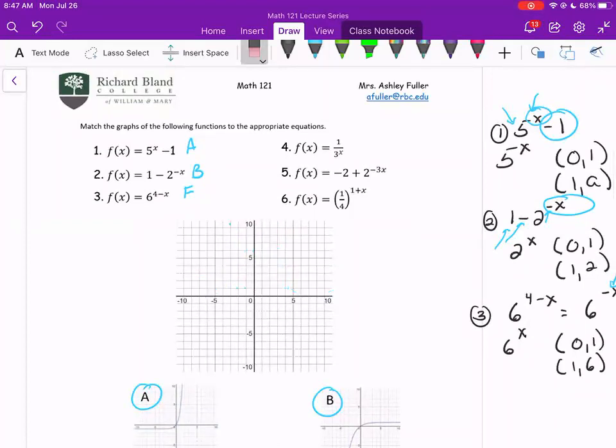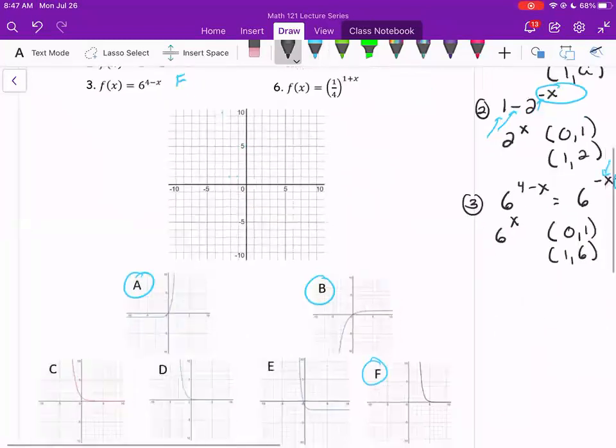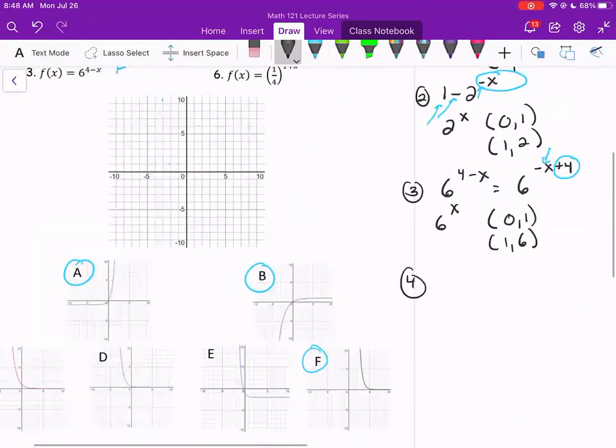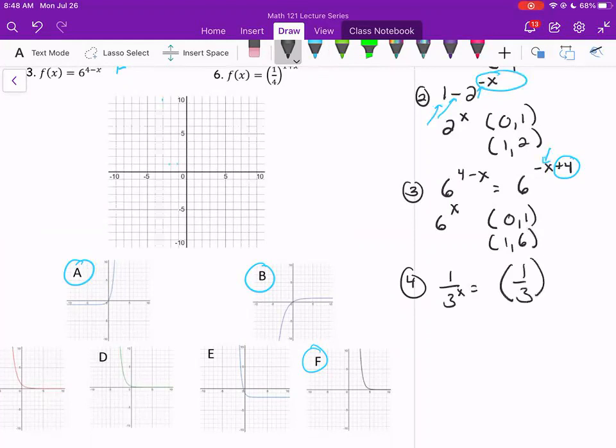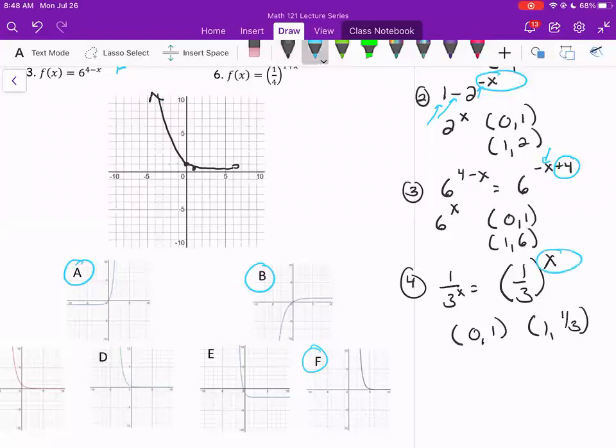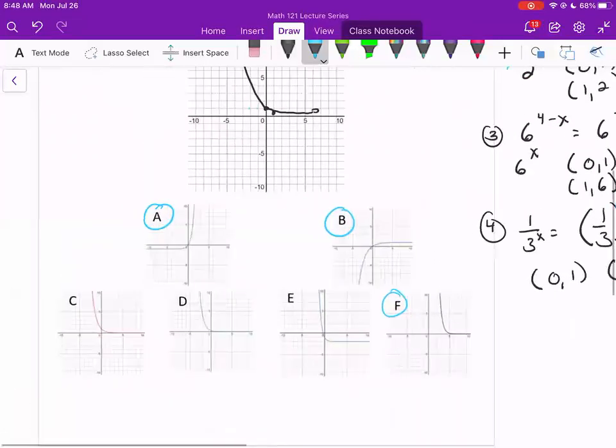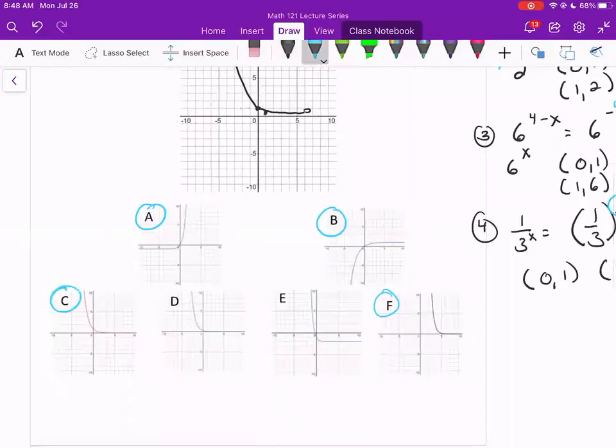Proceeding to number 4, our most basic function for number 4, we have 1 over 3^x. We can think of that as (1/3)^x, giving us the points (0, 1) and (1, 1/3). We know it's going to proceed down. There is no left or right shift since there's nothing here. There's no reflections and nothing outside, so there's no up or down. Therefore, number 4 is going to be choice C.